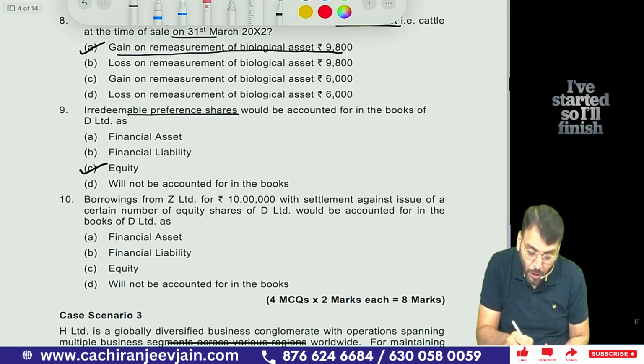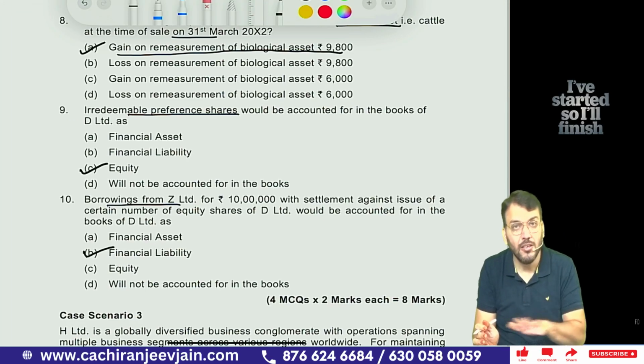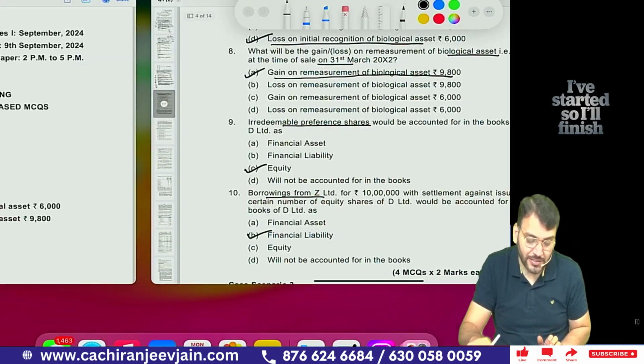Yes, sir. Borrowing from J Limited will be accounted as financial liability. Option number B is correct. Very simple, easy. Let us read the solution.